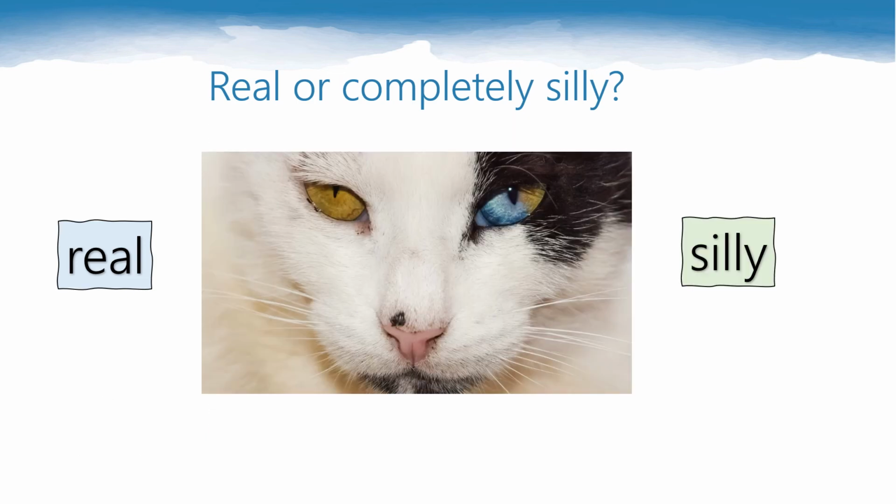Look at this picture. Is this one real or silly? Well, this one is not real, it is silly. You cannot have half of the eye blue and another half light brown, can you? Let's go on.